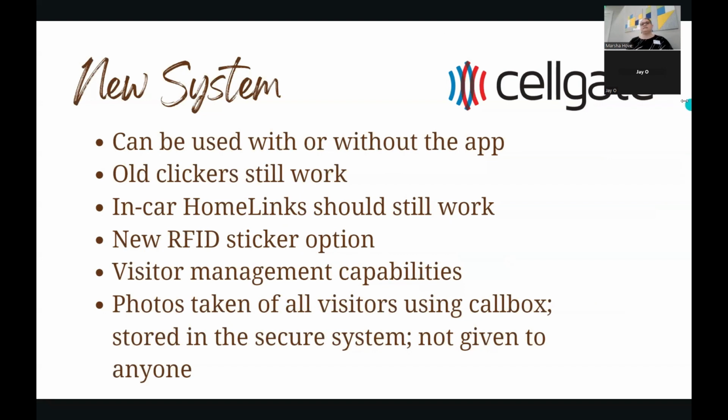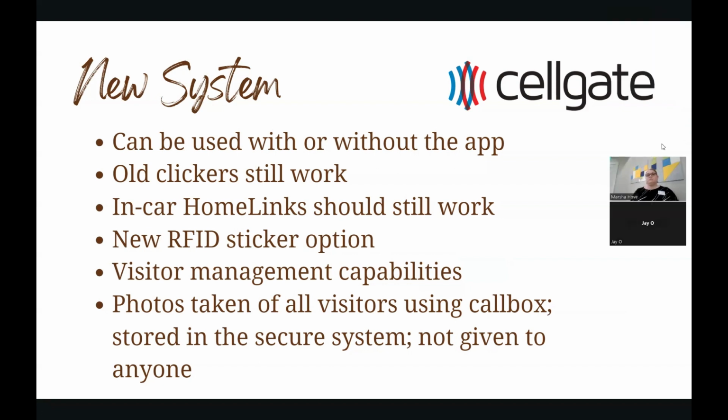The new system is called Cellgate. This is the operational system, or kind of the brains, as we've referred to it in meetings before. So if you see Cellgate, that is that proprietary system. It can be used with or without the app. I know there's been a lot of confusion and questions about why can't we just have a system like we had before. That's like going to a car dealership and trying to buy a car with roll down windows. You ain't gonna get it, right? Everything's got power windows these days, power door locks, power everything.